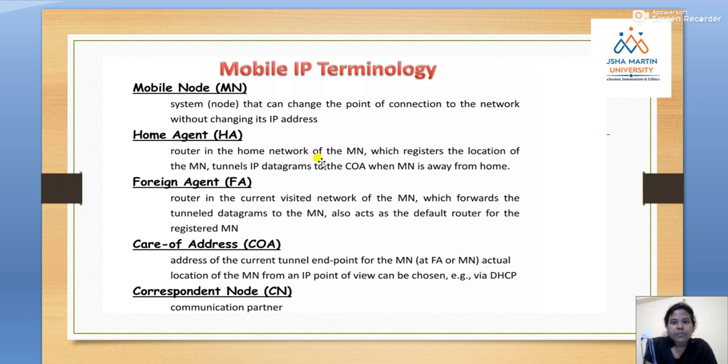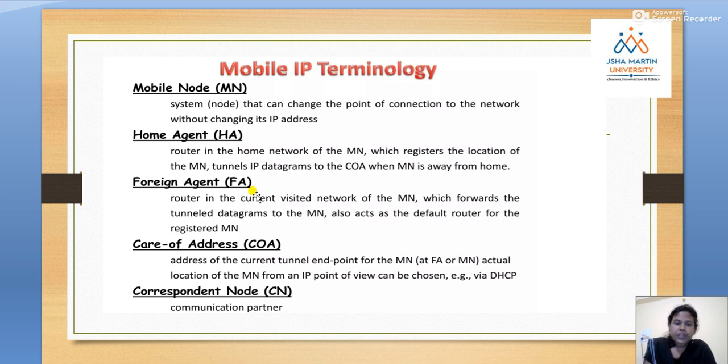Okay, the router in the home network of the MN registers the location of the MN. Basically, registration of the mobile node is also an important part here. Then we come to the next point, that is the foreign agent. Foreign agent is another important terminology. Home network, as we already discussed, and next is the foreign network. Home network means where the device is originally present, and the foreign network means when the device shifts from one place to another place, that other place is known as the foreign network.